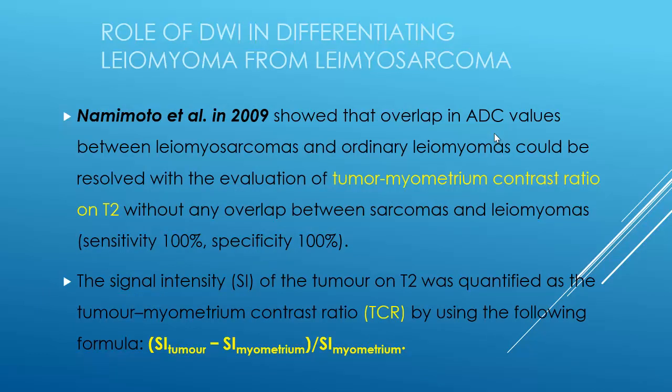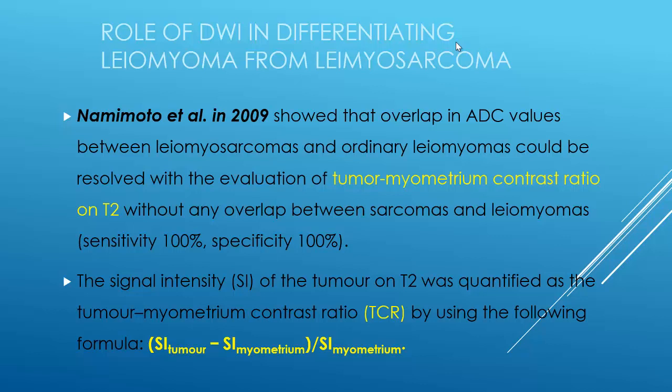Regarding the role of diffusion imaging in differentiating leiomyoma from leiomyosarcoma, there is overlap in the ADC value between leiomyosarcomas and the ordinary leiomyomas, which should be resolved with the evaluation of the tumor myometrium contrast ratio on T2. The signal intensity of the tumor on T2 was classified as the tumor myometrial contrast ratio by using the following formula. We can measure the signal intensity of the tumor on T2 and differentiate it from the normal myometrium.